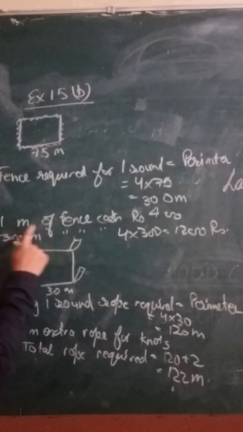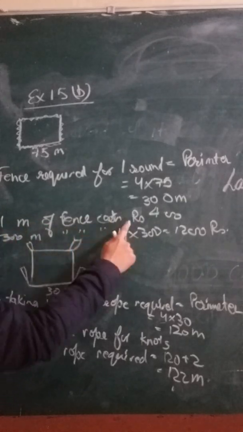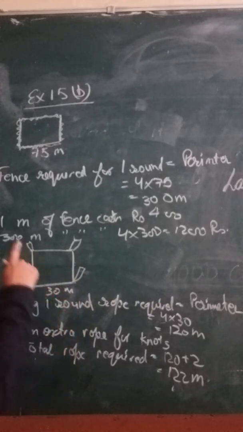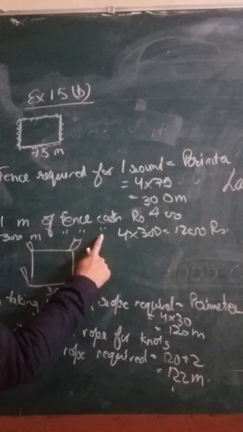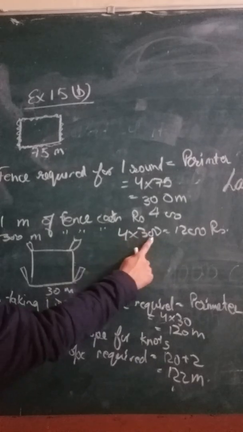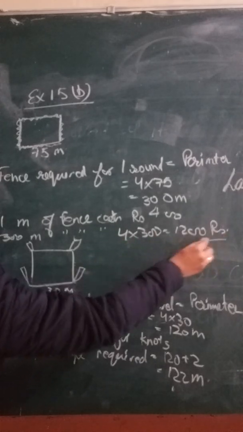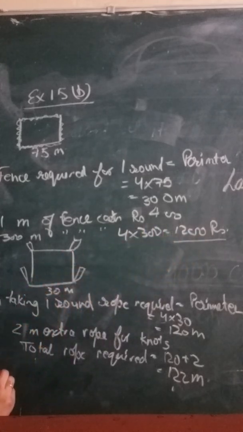Now 1 meter of fence costs rupees 4. It is given in the question only. So 300 meter will cost rupees how much? 4 into 300, that is equal to rupees 1200. This is the cost of the fence.